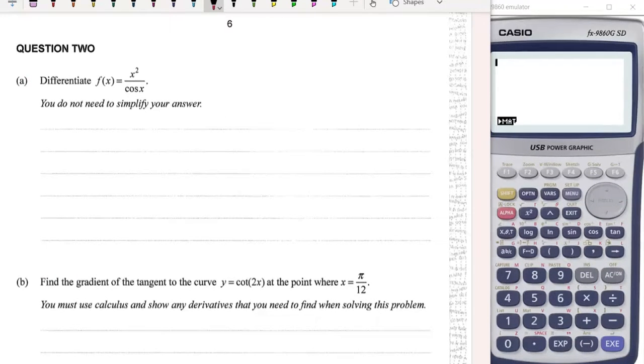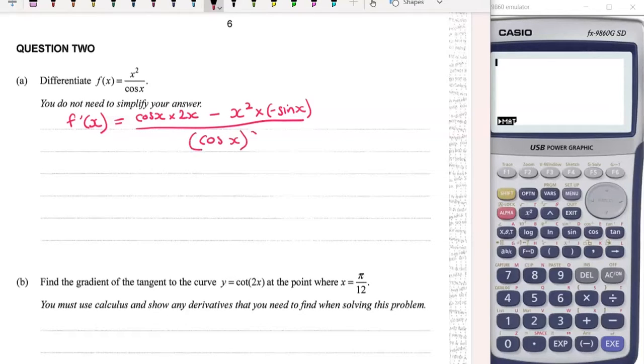Okay, so for this one, we are finding the derivative of f of x. Now we have a quotient rule because we got something divided by something else. So we do v du by dx, so that's the bottom times by the derivative of the top, minus u dv by dx, top, times the derivative of the bottom, which is minus sine x, all over the bottom squared. Now you can leave it like that, but if you want to tidy it up, it would look like this.